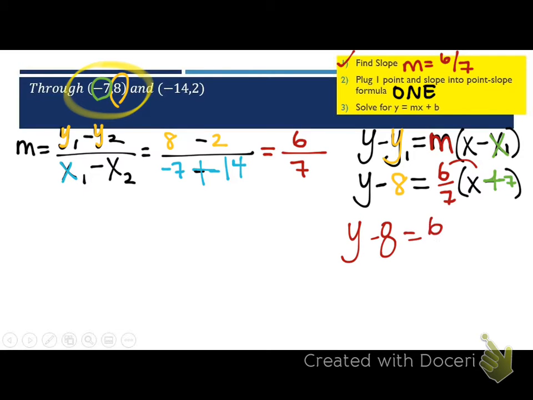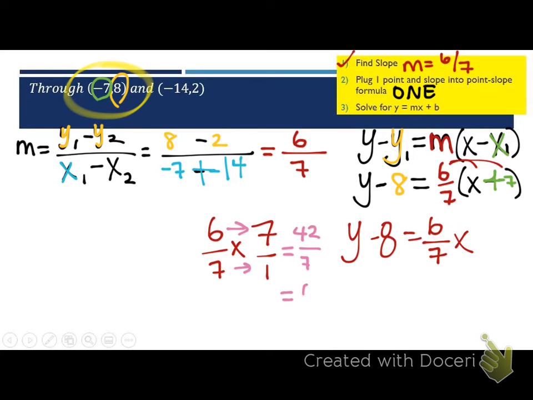6 over 7 times x is 6 over 7x. 6 over 7 times 7, you can write it off to the side anytime you want. You could put the whole number over 1. Again, if you are good at reducing before multiplying, awesome. I'm just going to multiply straight across so that people don't get confused. 6 times 7 is 42. 7 times 1 is 7. This reduces to 6. The number one thing I see people make mistakes on is positives and negatives. This was a positive 6 over 7 and a positive 7, so this is going to be a positive 6.